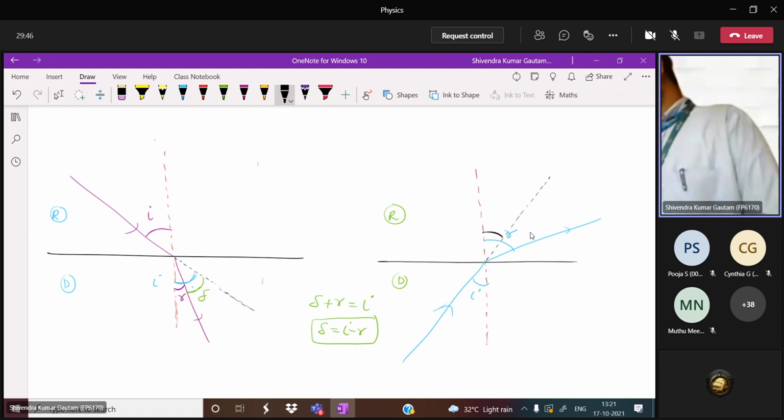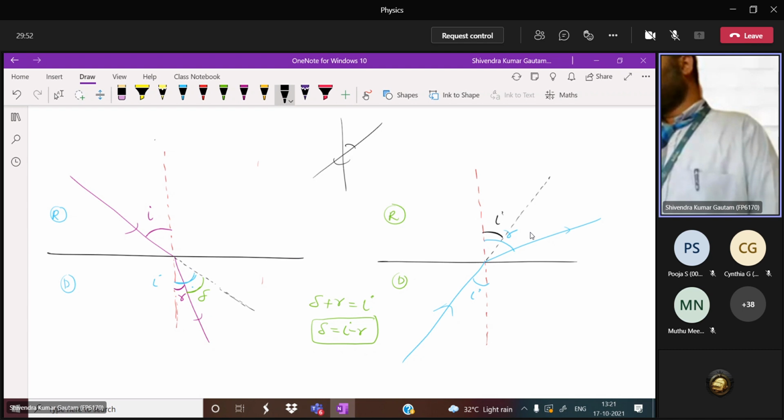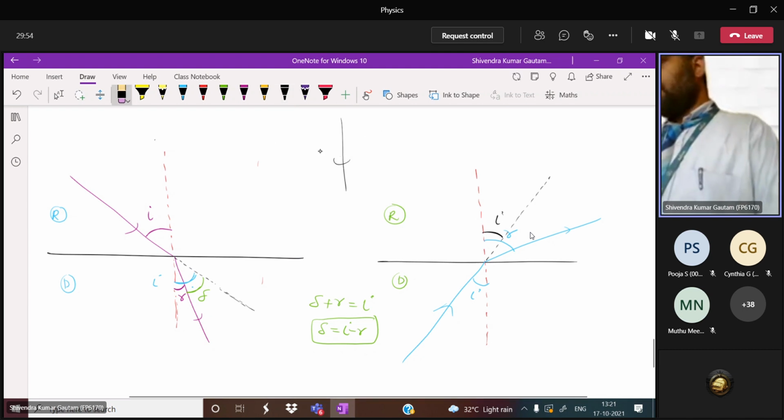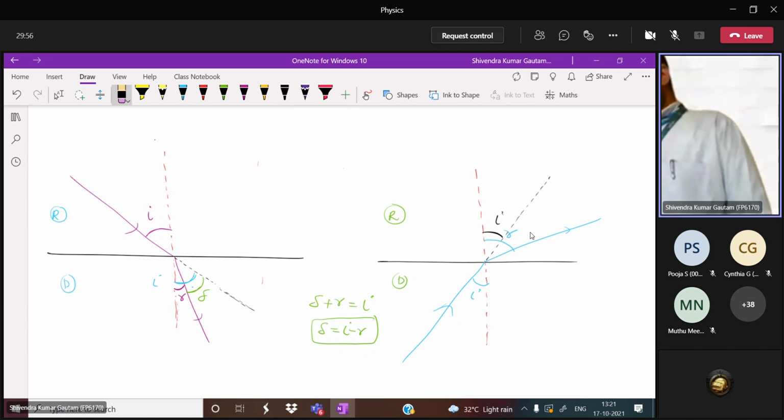This angle is i. Can anyone tell me what this angle is? It is i only. About this, this, i. Now this much angle extra it deviated, or not? Yes, this much angle deviated extra.